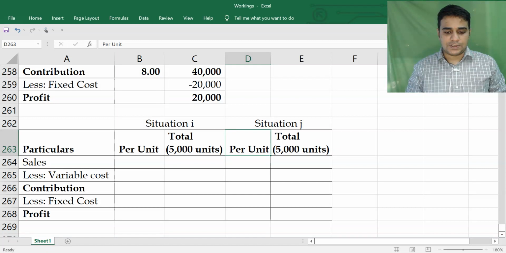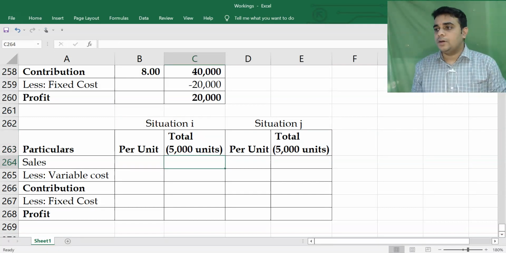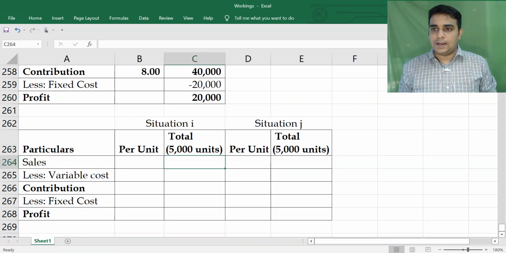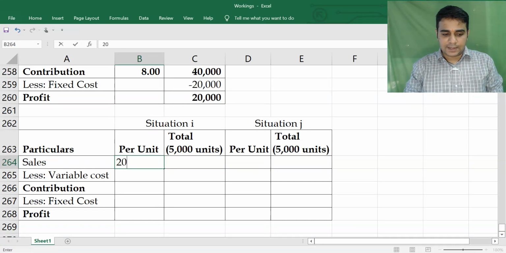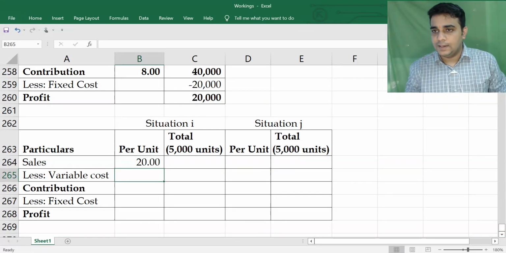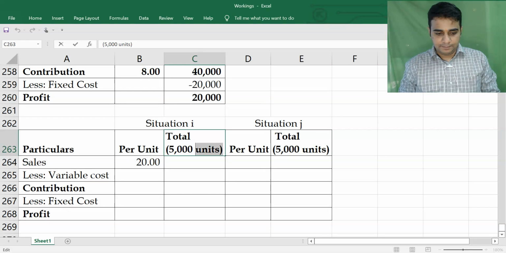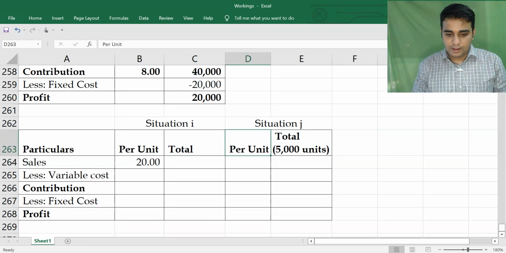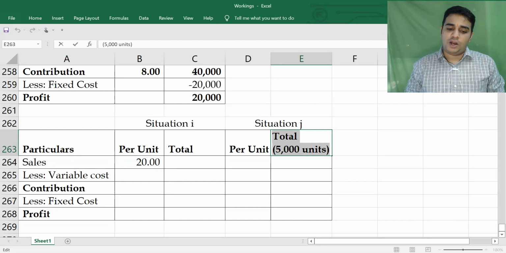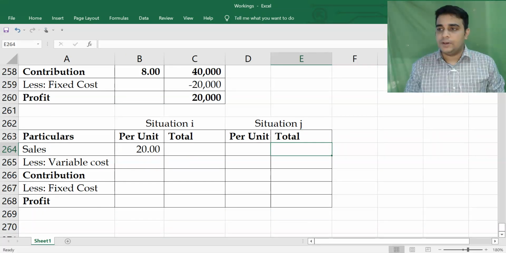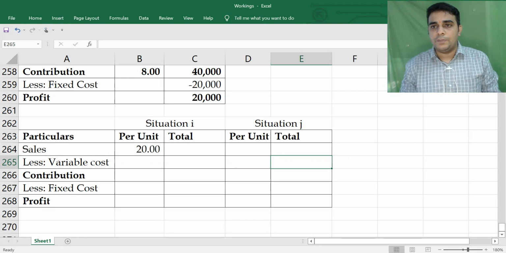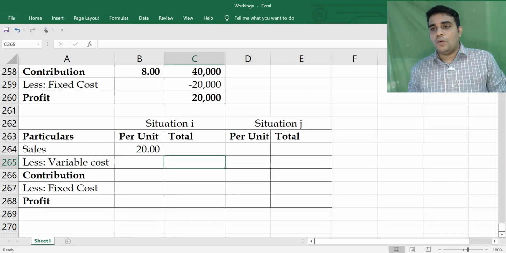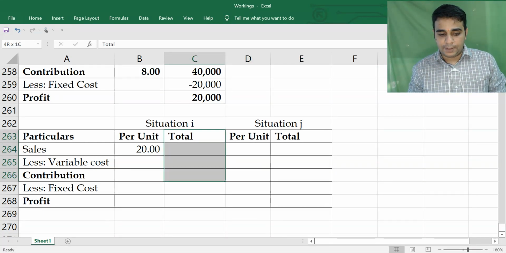Situation I and situation J. Okay, let's come to situation I. Selling price will continue to be 20. Number of units may not be 5,000, it may have to go up. So, I am not writing the overall number.